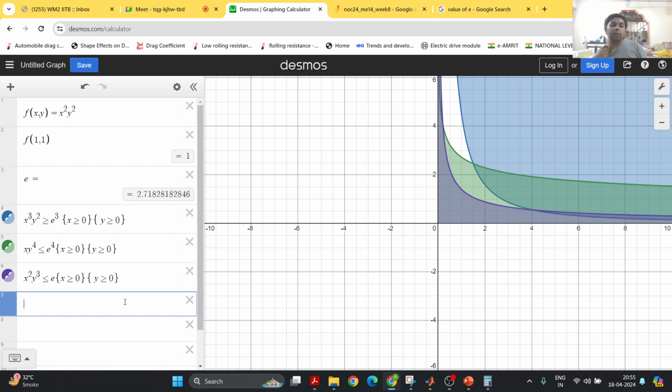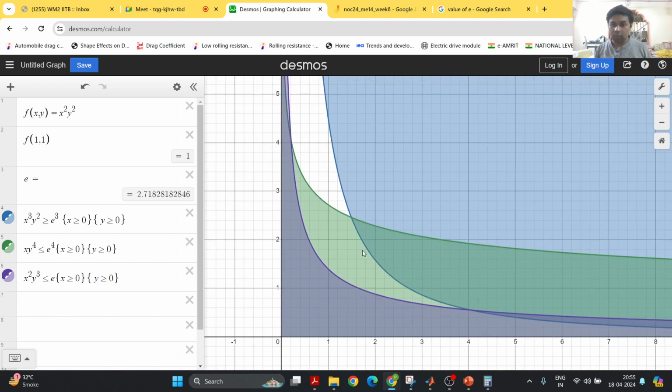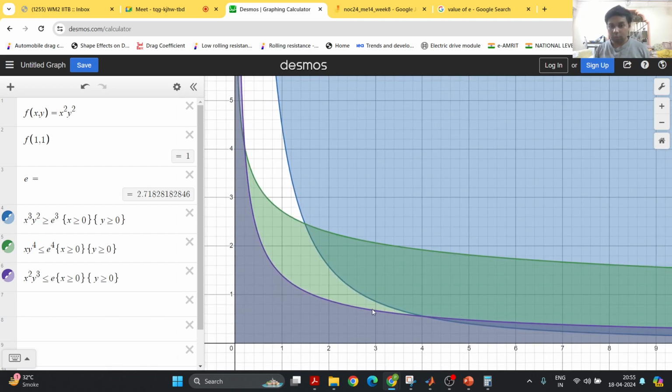Yeah, it does work that way. The only thing is, it is not giving us the intersection points, I think. No, I think it's not able to locate the intersection point here.